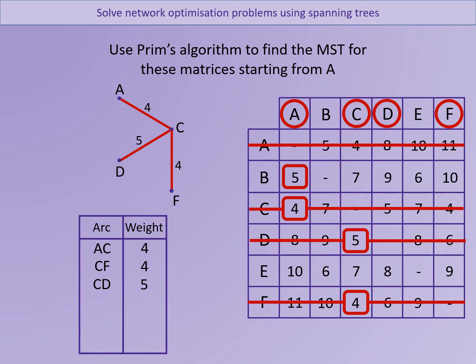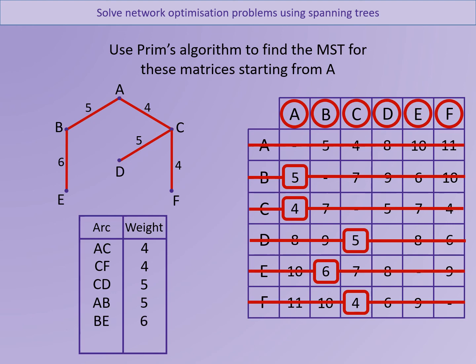The next smallest weight is then AB with weight of 5. Add that to the table and the graph and add node B. And then finally, we're going to add BE with a weight of 6. And that completes the algorithm. So that gives us a minimum spanning tree with a total weight of 24.